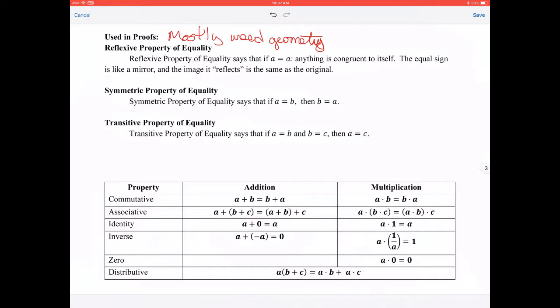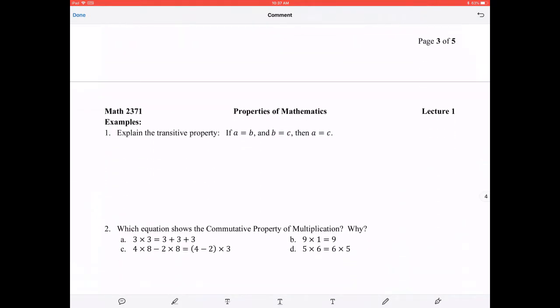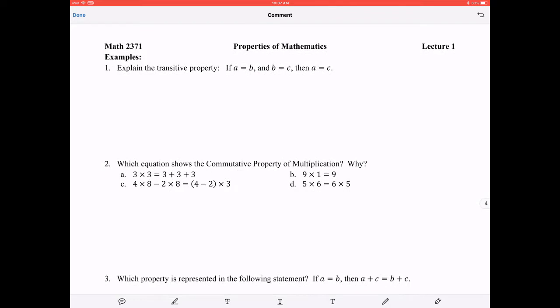The next thing I have given you is a table of all the properties except for the equality properties and the reflexive, symmetric, and transitive properties. All right, now let's get into seeing how these are used in actual examples. Okay, explain the transitive property. So the easiest way that I have is I have set up some ideas of some logic statements. So, here we go.